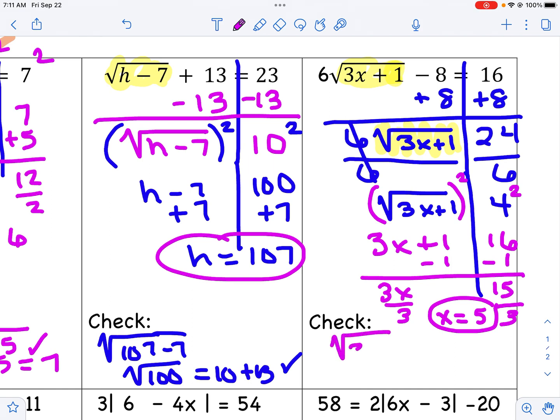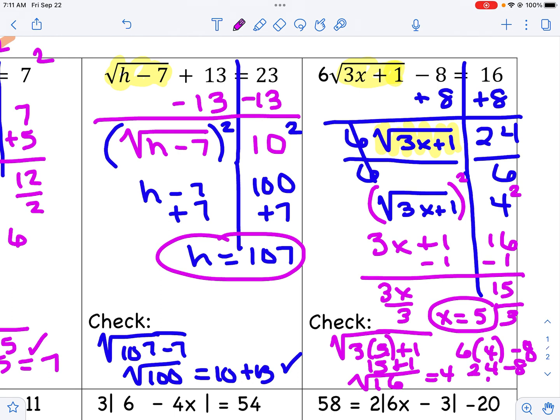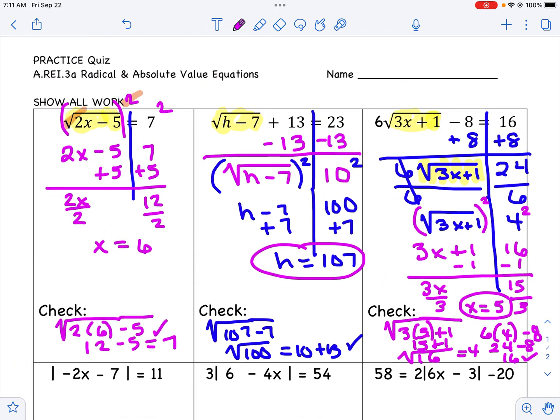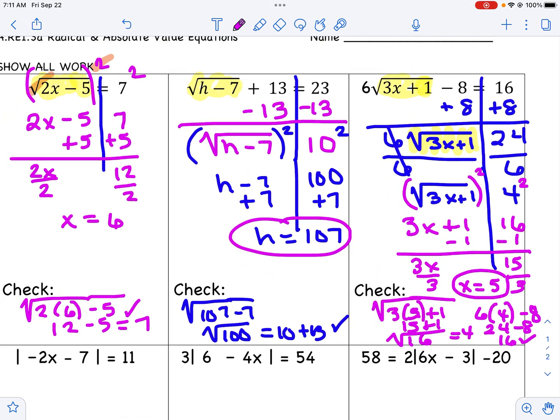So you have square root of 3 times 5 plus 1, which would be 15 plus 1, which is 16, and the square root of 16 is 4. And so as you're working it out, it really ends up being 6 times 4 minus 8, and that is 24 minus 8, which really is the 16, and it checks. So remember, isolate the square root. Once it's isolated, square both sides and solve the algebra problem.